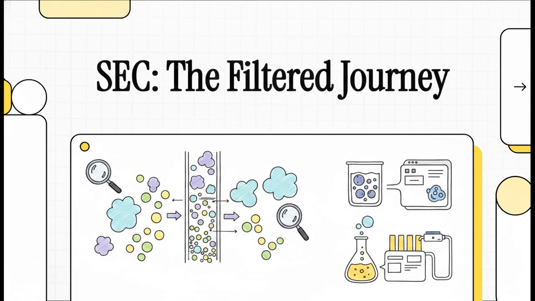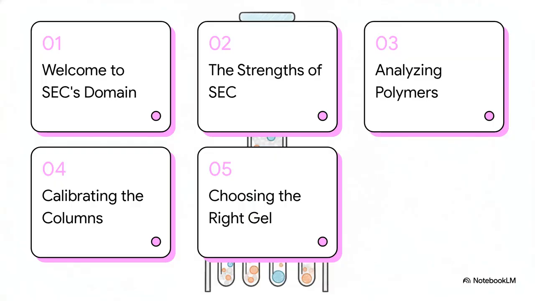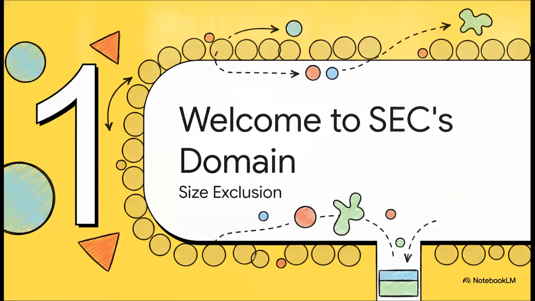Let's get into it. Here is a quick roadmap for our explainer today. First, we'll welcome ourselves to SEC's domain, then look at the unique strengths of the technique, dive into analyzing complex polymers, talk about calibrating the columns, and finally, choosing the right gel. All right, part one. Welcome to SEC's domain.